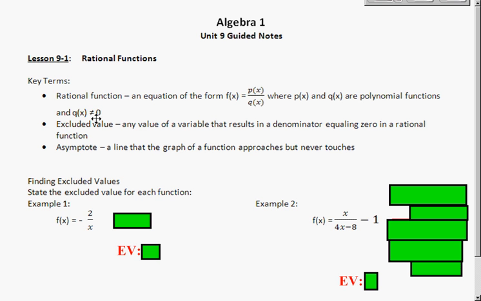In order to figure that out, you need to figure out the excluded values. Basically, when setting the denominator equal to 0, you'll find out what the excluded value is for the rational function.